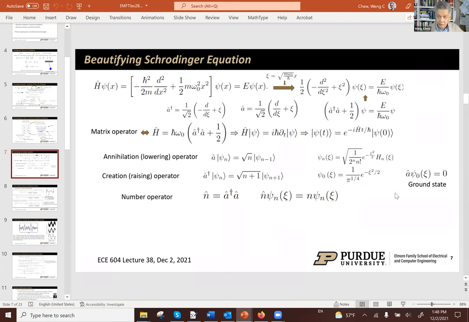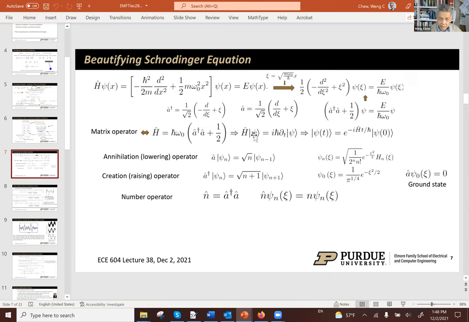But since all this is known in closed form, and psi sub n is also known in closed form, as we showed before, they are written in terms of Hermite-Gaussian polynomials, you can actually convince yourself that if you were to operate this operator on a photon number state, you actually get the lower photon number state.